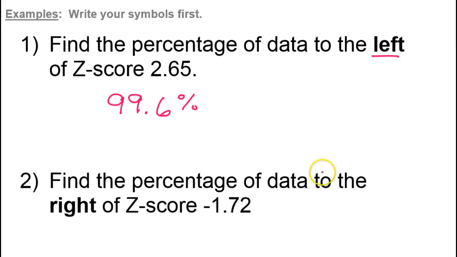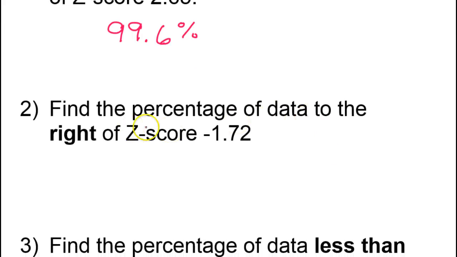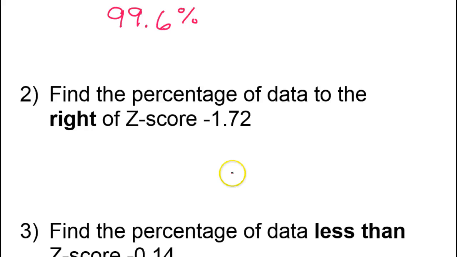Okay? Find the percentage of data to the right of this z-score. Okay? Can I read this percentage right off the chart when I find it, or do I need to subtract from 100? This time I'm going to have to subtract from 100. If you want values to the right or greater than, that's when you have to subtract from 100.